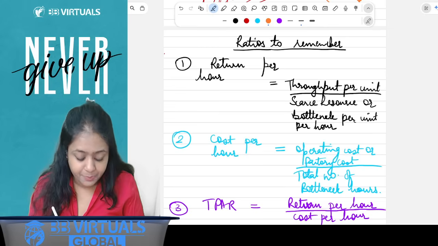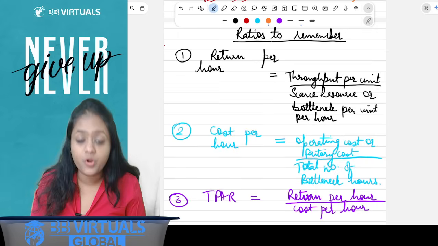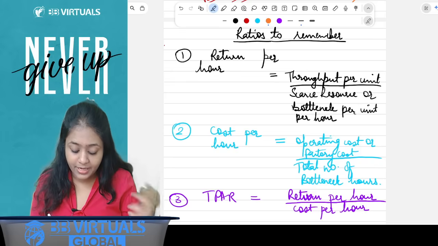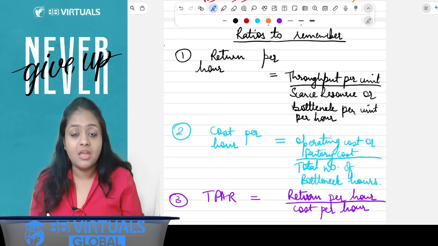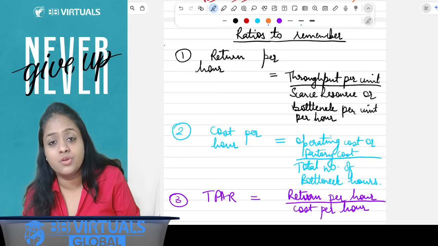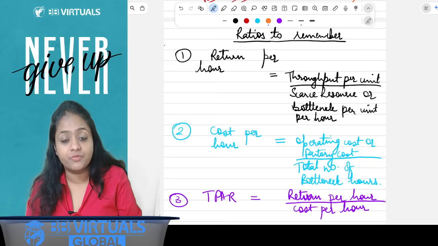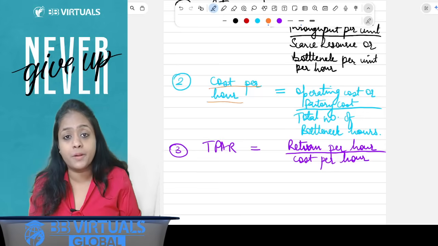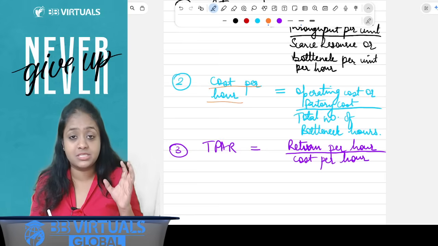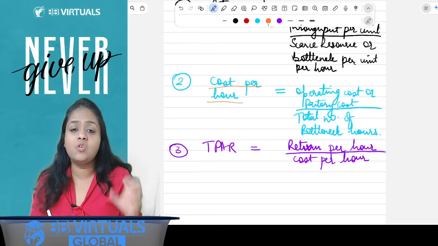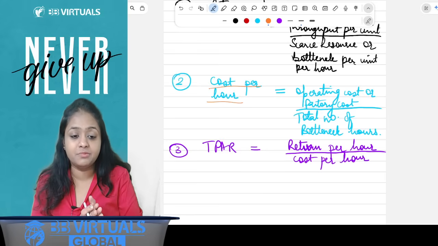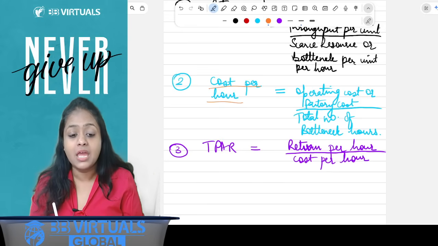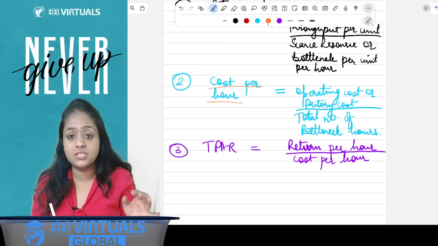Now, a few ratios to remember in this chapter. Number one, return per hour. That is throughput per unit divided by the scarce resource or the bottleneck hours per unit. Okay, whatever bottleneck hours are required per unit, that we will take. Then we need to calculate cost per hour, which is the operating cost or the factory cost, which is simply equal to all the cost except for material cost. Add them together, divide by the total number of bottleneck hours, and then we get the cost per hour.